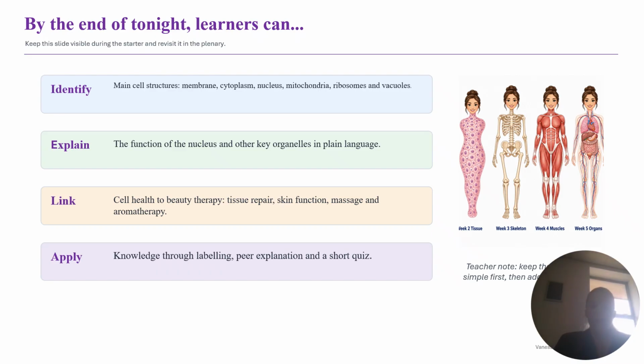So the first thing I'd like you to understand is to identify the main cell, explain the function of the nucleus, link the cell to health and beauty and why you need it, and apply knowledge through labeling the cell diagram. And it's all here within your notebook.